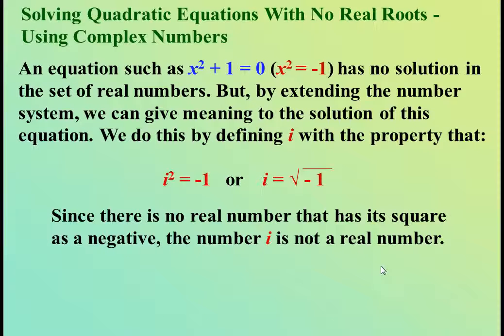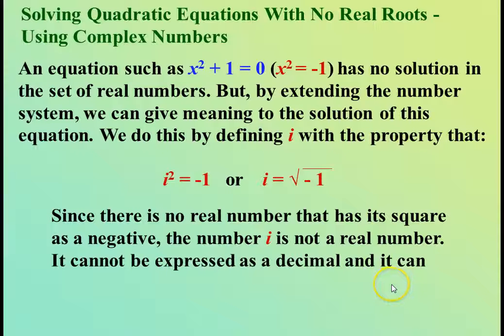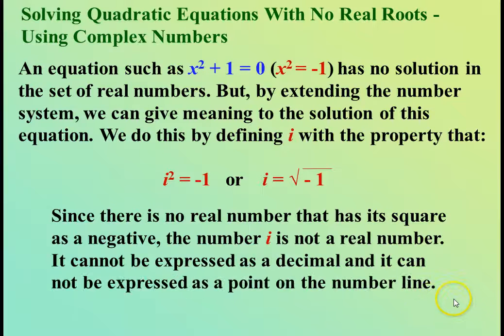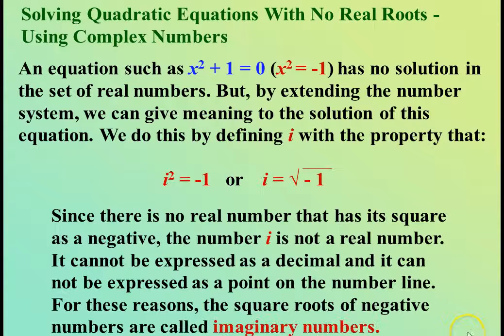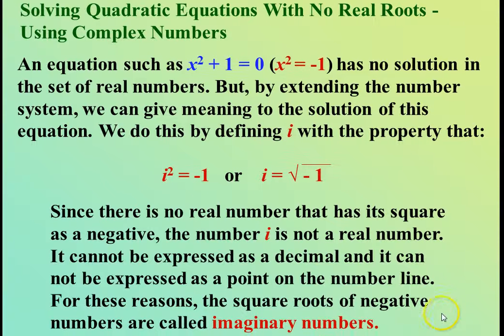So since there's no real number that has its square as a negative, the number i is not real. It cannot be expressed as a decimal. It cannot be expressed as a point on the number line. For these reasons, the square roots of negatives are called imaginary numbers. So we're going to use this imaginary number to help us simplify some solutions to quadratic equations.